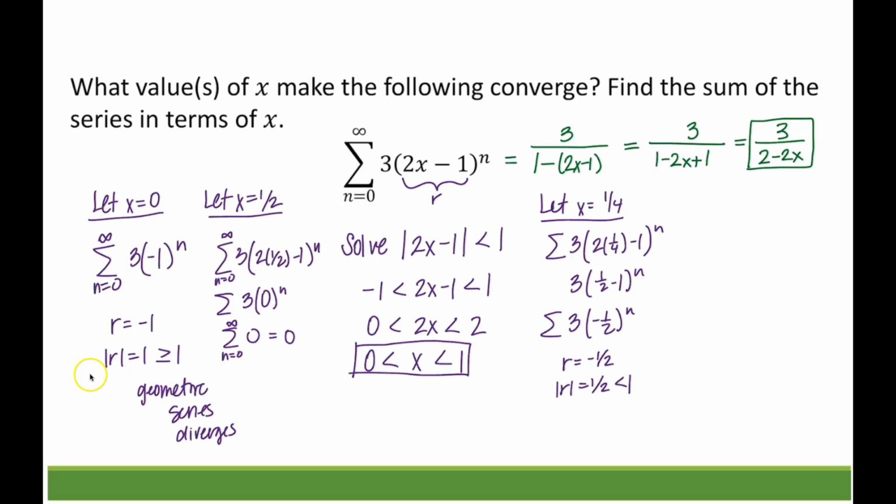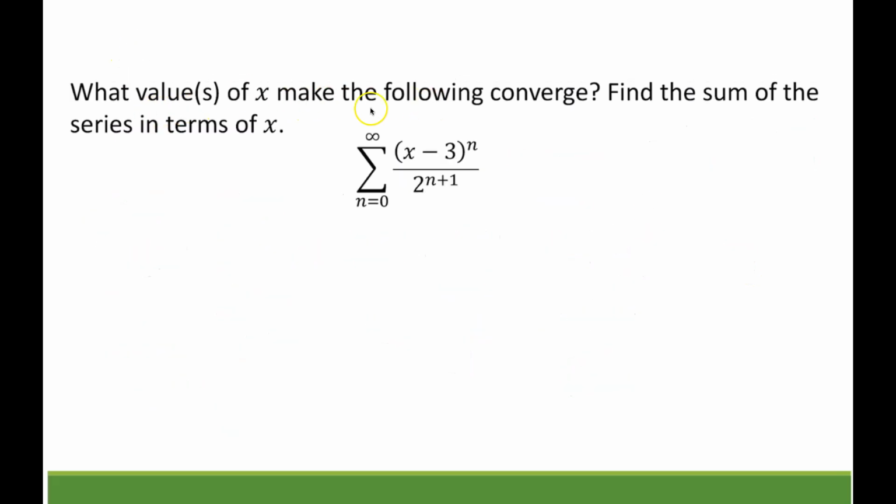This is going to be a really important problem for the future of all of this series stuff. So on this one, we want to do the same thing. Find the value or values of x that make the following converge, and then find the sum of the series in terms of x. This one looks a little bit uglier, but this one is also geometric. We just have to mess around with it a little bit to find the value of r.